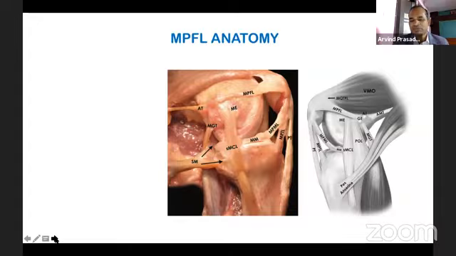In the anatomy, it attaches over the patella in the upper two-thirds, and on the femur it is between the medial epicondyle and the adductor tubercle. Here you can see the medial epicondyle, and this is the attachment for the MPFL. This is the adductor tubercle.